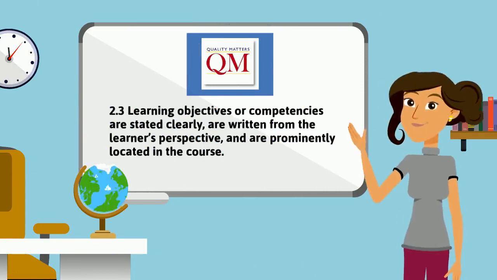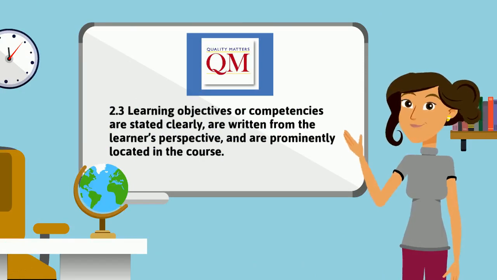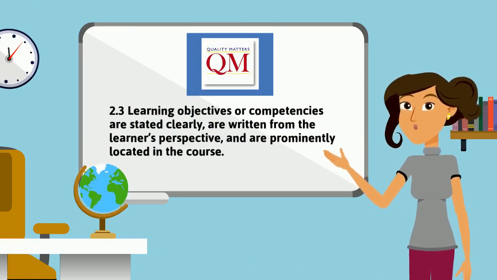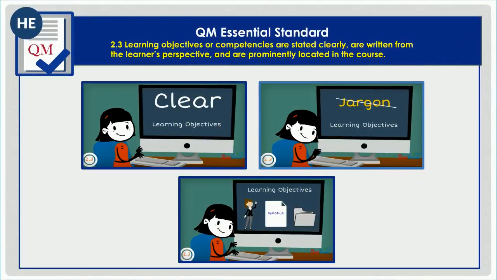Next we have: learning objectives and competencies are stated clearly, are written from the learner's perspective, and are prominently located in the course. Objectives should be written clearly so that learners can understand them without any unnecessary jargon. Your course objectives can be listed on your syllabus, and your module or unit competencies or objectives can be placed online.